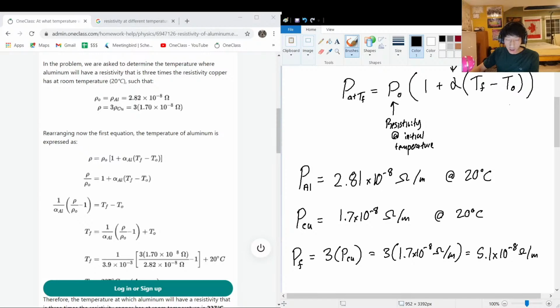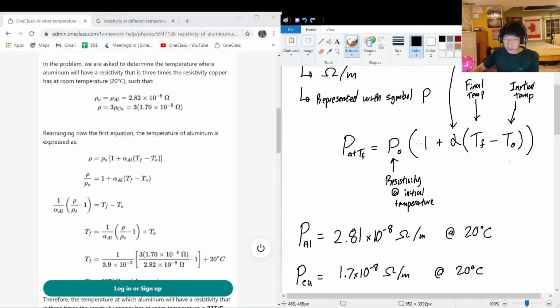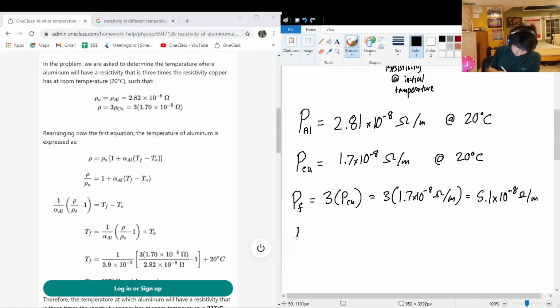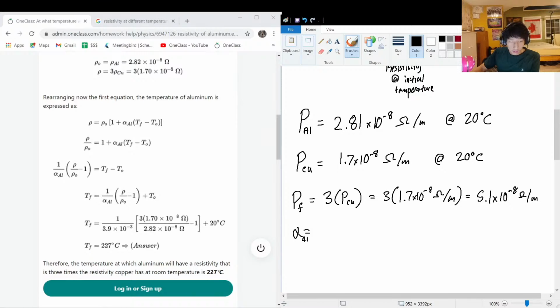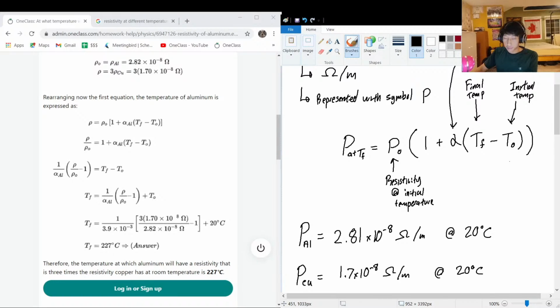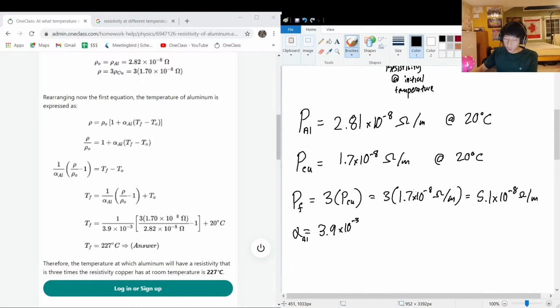And what's our alpha value? Our alpha value for aluminum, because that's the one of interest. It'd be great if they mentioned that previously, just on its own. I'm going to assume that it's 3.9 times 10 to the negative 3, and that should be 1 over degree Celsius.